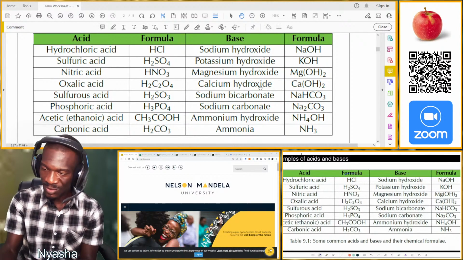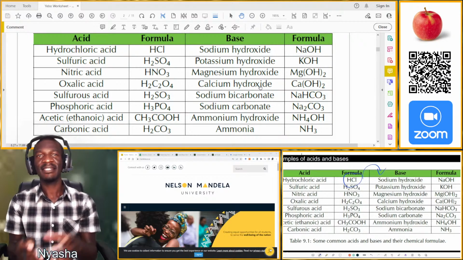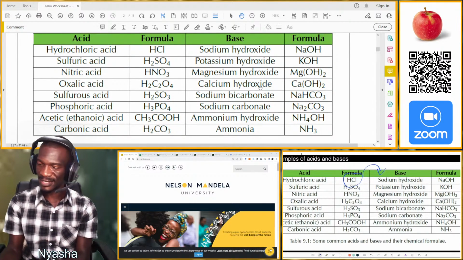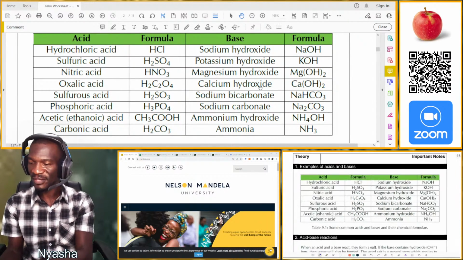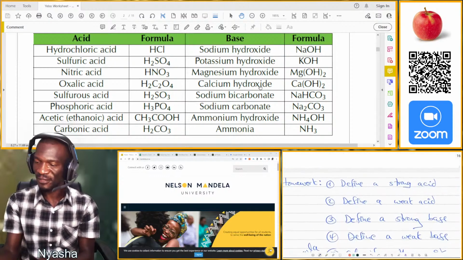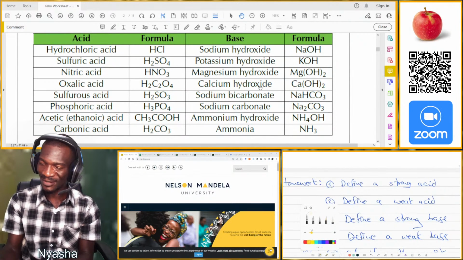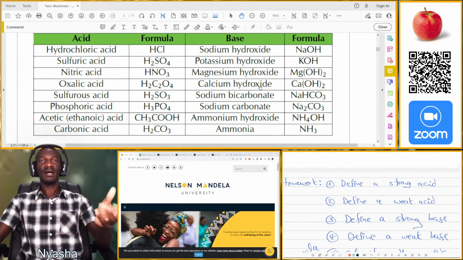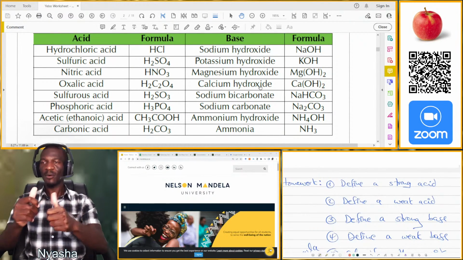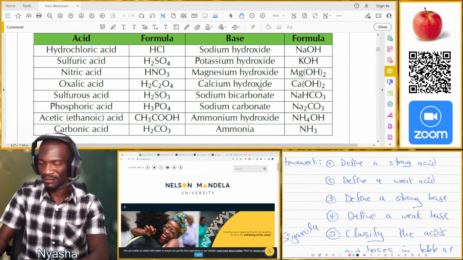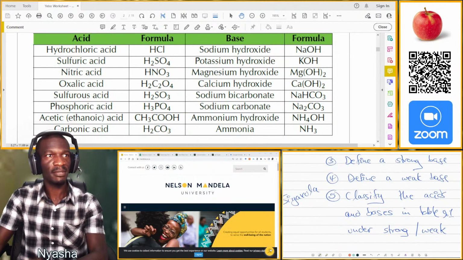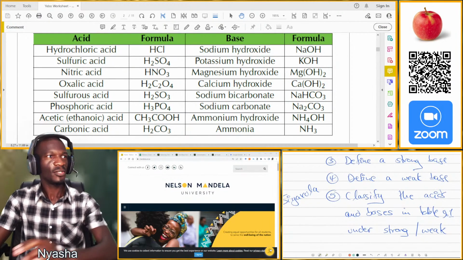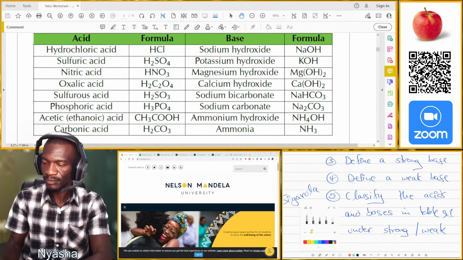So take this one and put it under: is it a strong or a weak acid? How can you find out? You have to first define, right? When you define these, then you can have an idea of which to categorize. I hope we're happy up to this stage. If you have any questions, the chat is available. Just drop in your question or your contribution.